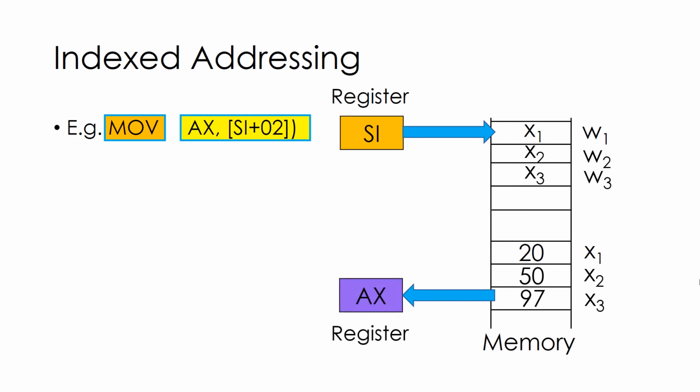Base and indexed addressing modes are almost same, with the difference that base uses BX or BP register, while indexed addressing mode uses SI or DI register.